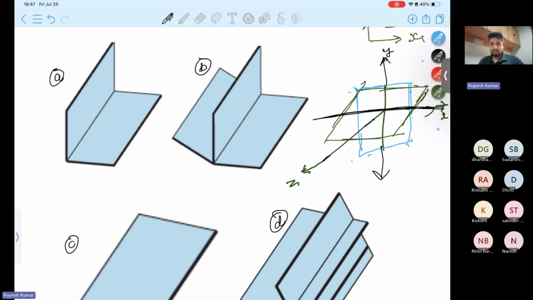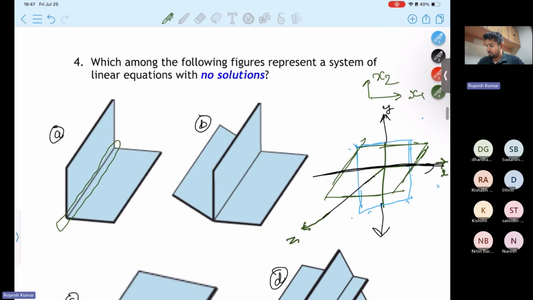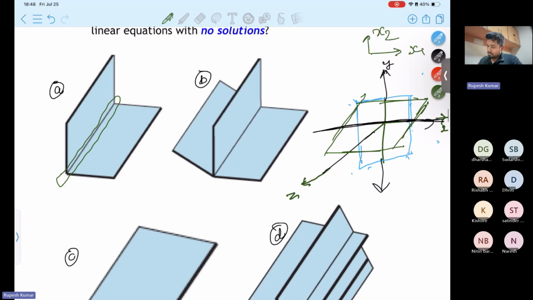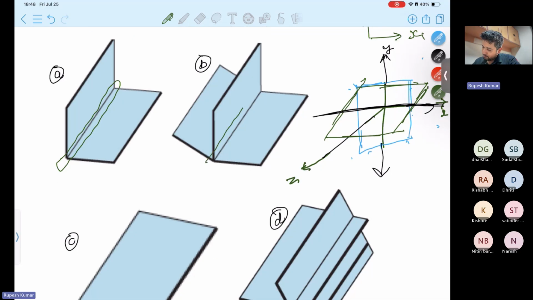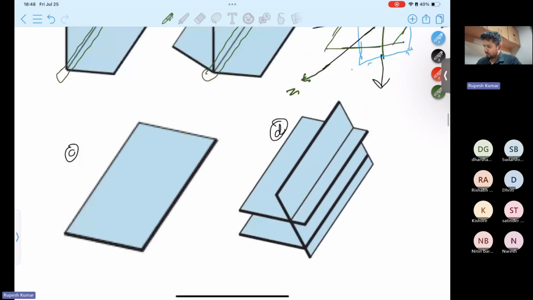So yeah, no one is answering. So let me show that point for this option A. You can see this corresponding line is the solution. So it has some set of solutions. So no, it does not have no solution. It has some solution. Similarly, for option B, you will find these points as the solution, right? Infinitely many.